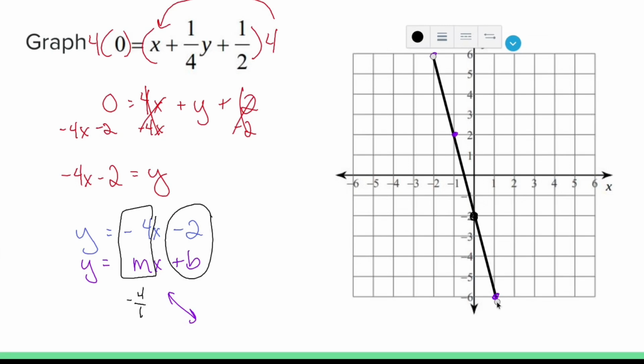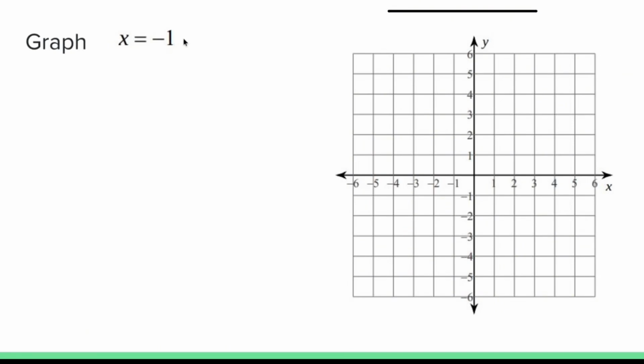Let's do a better job. Let's make some arrowheads, and just like that, a straight line going through my dots. Bada bing! Graph x equals -1.